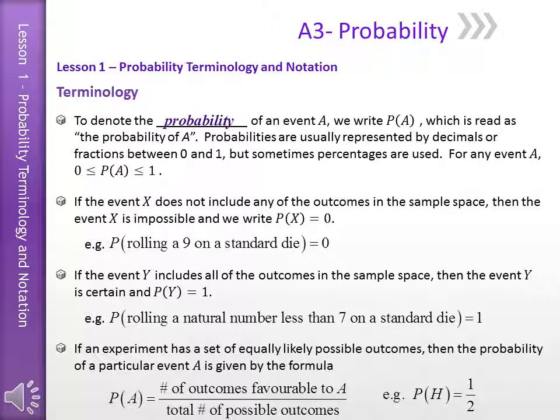If an experiment has a set of equally likely possible outcomes, then the probability of a particular event A is given by the formula: the probability of A is equal to the number of outcomes favorable to A all over the total number of possible outcomes, which is also the sample space. For example, the probability of rolling a heads when flipping a coin would be 1 over 2, because there's only one way to get a head, and we have a sample space of 2, heads or tails.